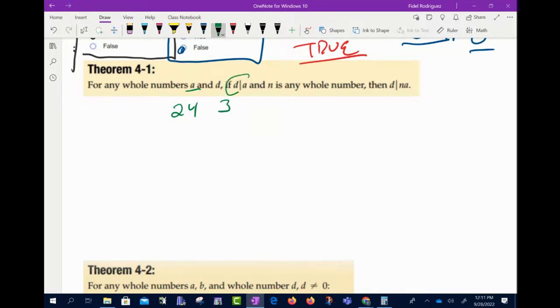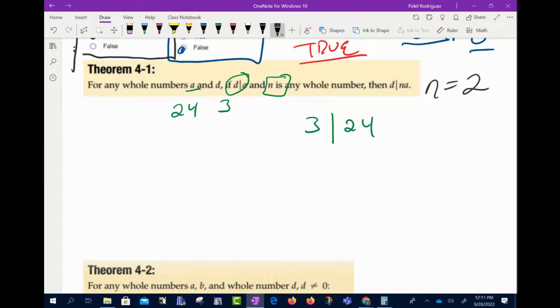Okay, this is what it's saying. D divides A. So 3 goes into 24 nice and neat. Yes, we know that's true because it's going to go in 8 times. Now it says if that's true, and then we take any whole number. So let me think of a whole number. We're going to keep it small here. Let's think of, say, 2.